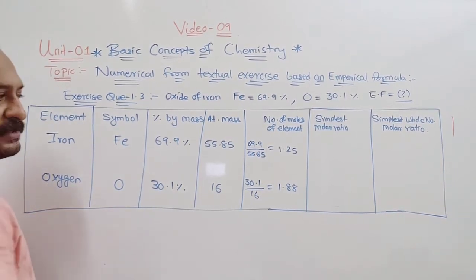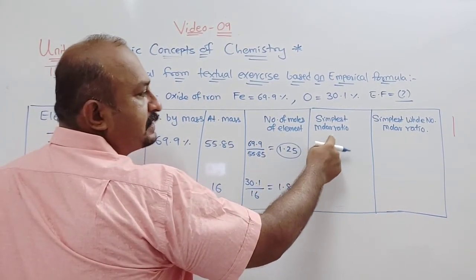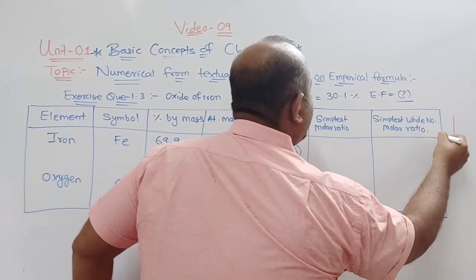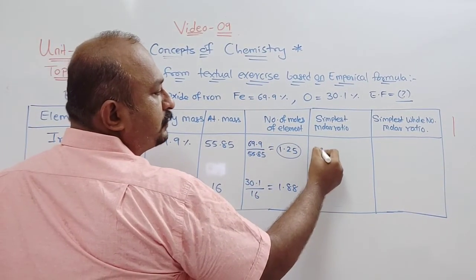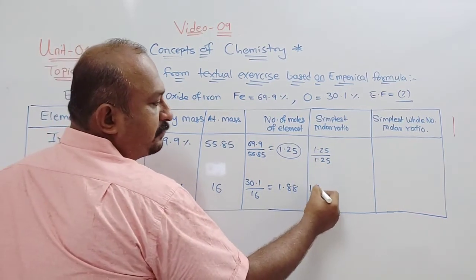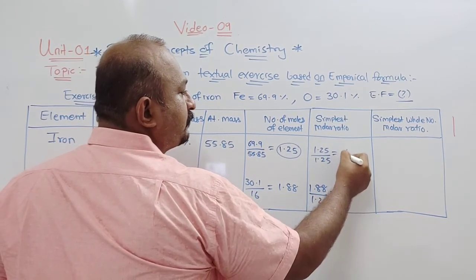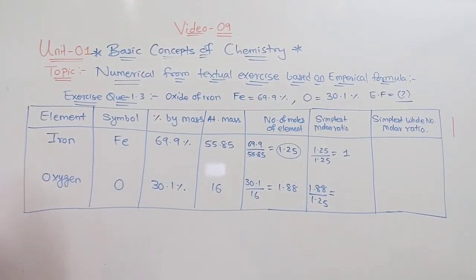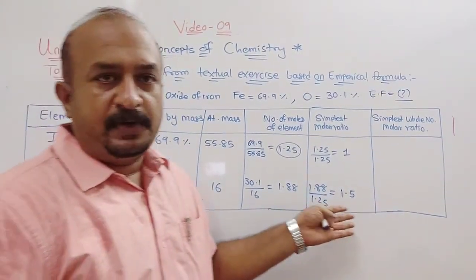Now, if you see which is the least value, obviously this is the least value. If you want to calculate the simplest molar ratio, how to calculate? This 1.25, I divide with the least number. Same way 1.88 divided by 1.25. So here you will get 1. But when you see the next part, there the value will be 1.5.